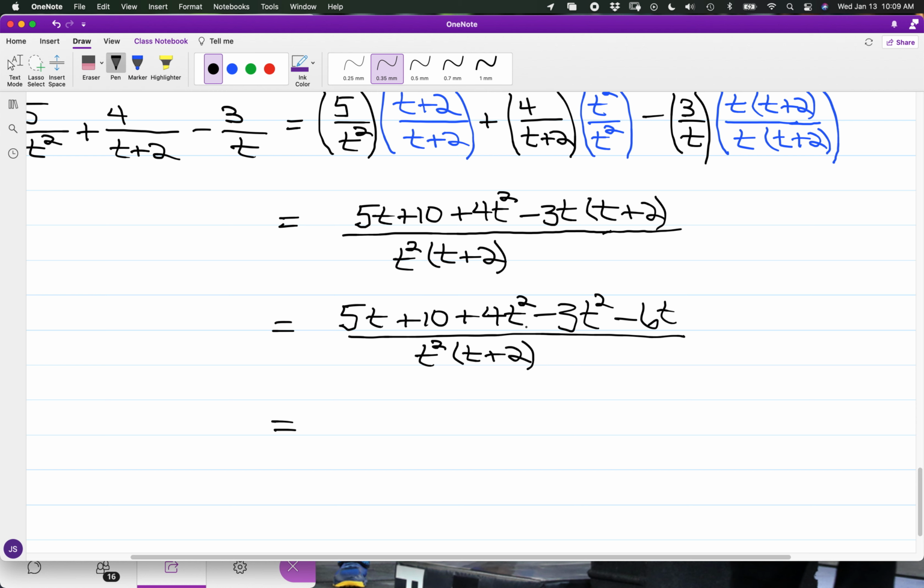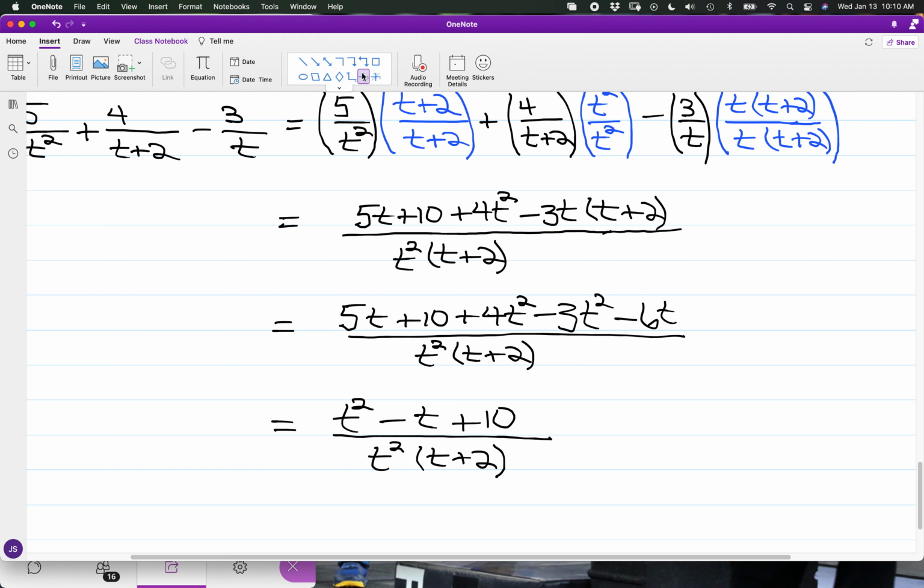And so combining like terms, we're just going to put these in reducing degree order. So we have 4t squared minus 3t squared, so you have t squared, and we have 5t minus 6t becomes negative t. And we have plus 10, and we have all over t squared times the quantity of t plus 2. Okay. And that would be the result in this one.